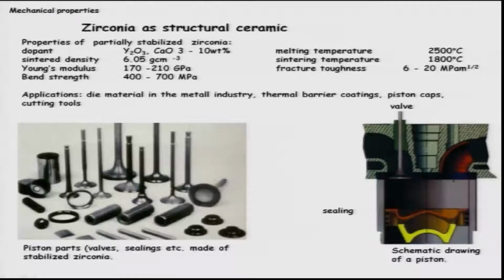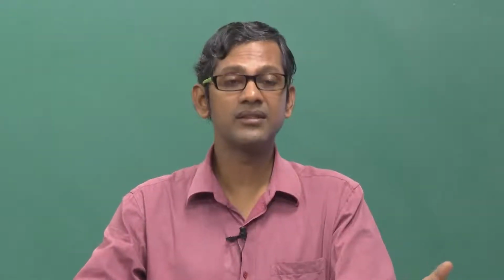Normally these ceramics are sintered, so we will start with powder, and powders are sintered to make components. Sintering temperatures are quite high, about 1800. More notably, the fracture toughness can be tuned from 6 to 20 MPa root meter. That is extensively high. Normally silicon carbides or other things, even aluminum oxide has a fracture toughness of close to 2.5 MPa root meter. Compared to that, this is just like 1 order of magnitude higher.